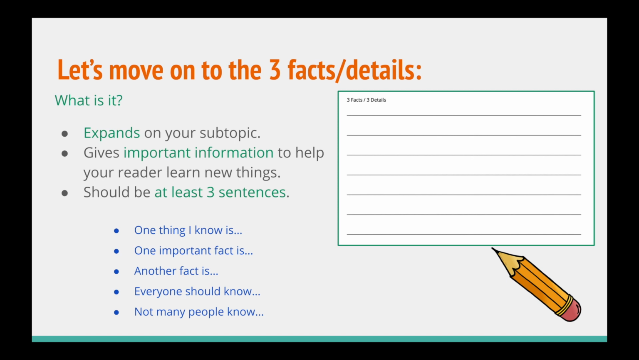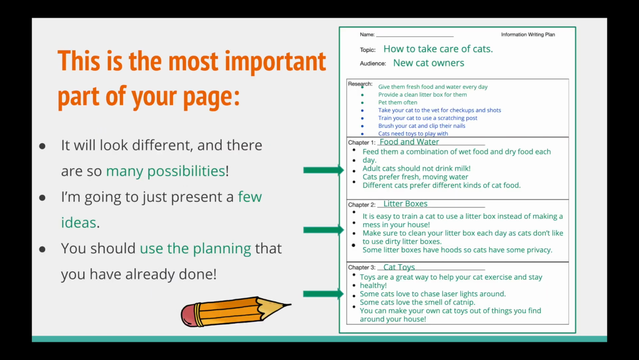Here's some sentence starters for you. One thing I know is, one important fact is, another fact is, everyone should know, not many people know. Again, I'm going to come back to that brainstorming planning sheet that we already did.